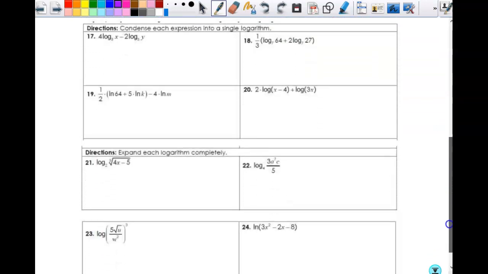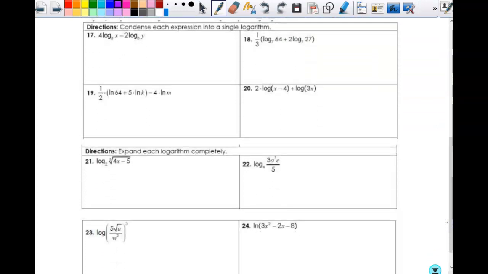All right, so now to use log properties to condense and expand. Well, I'm going to make this 4 become an exponent on x, and 2 become an exponent on y. They have the same base, and I'm subtracting, so it's division. So I'll get log base 3 of x to the 4th over y to the 2nd. And then there's not really anything else I can do there. That is my answer.